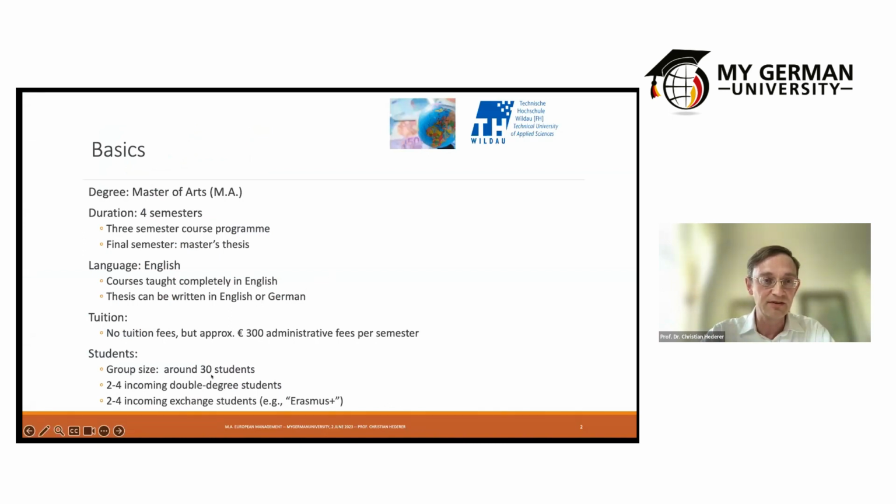So here are the basics. We are talking about a Master of Arts program with a duration of 4 semesters, of which 3 semesters would be devoted to the actual course program, and the final one to the master's thesis. The courses are completely taught in English. Since it's a public university, no tuition fees have to be paid, just administrative fees. And we have a group size of around 30 students, which is, however, growing.